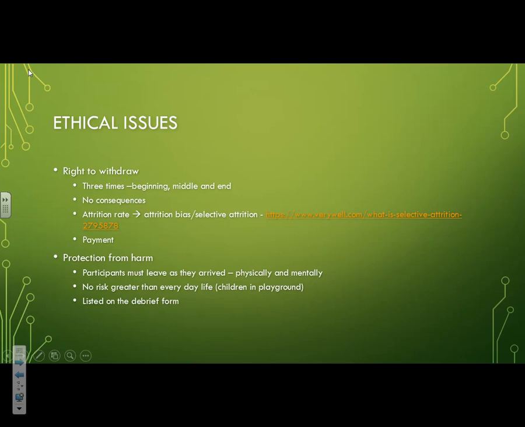Or are there really significant dangers? Are they being administered a drug? What kind of side effects could there be?